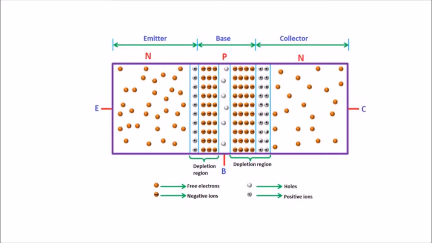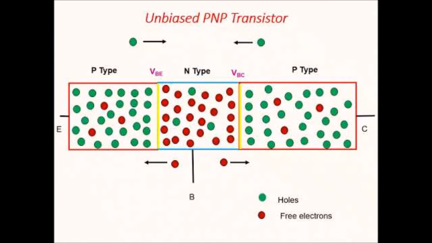Therefore, the free electrons at the left side, that is the emitter region, and the right side N region, that is the collector region, experience a repulsive force from each other. As a result, the free electrons at the left side and the right side N regions will move into the P region, that is the base region. During this process, the free electrons meet the holes in the P region near the junction and fill them.